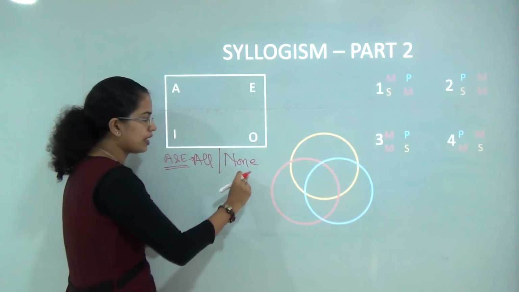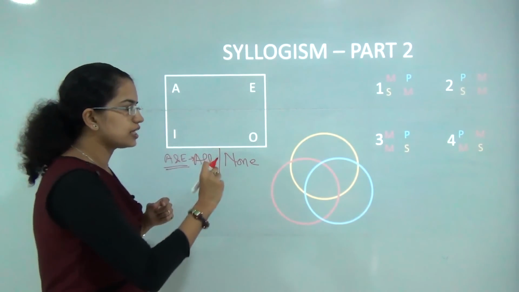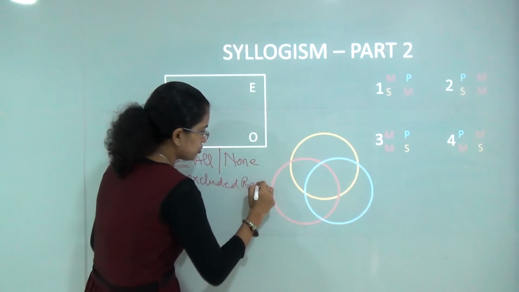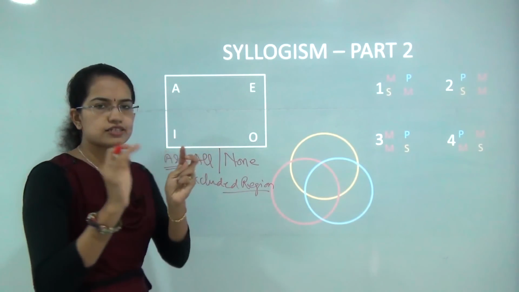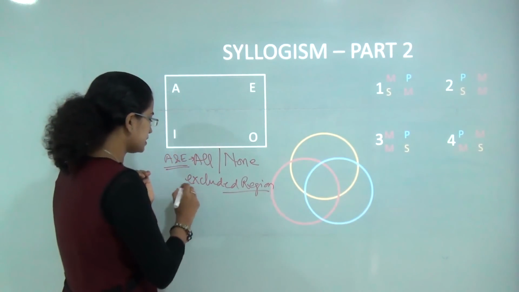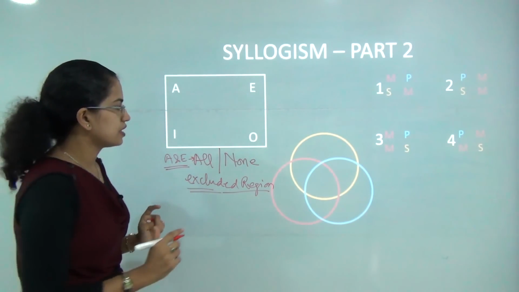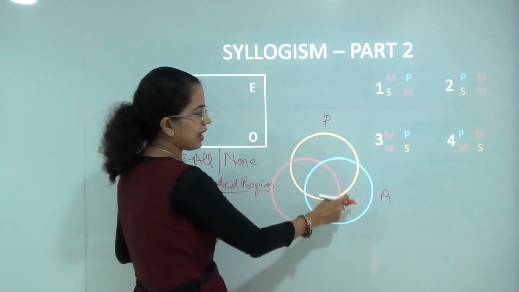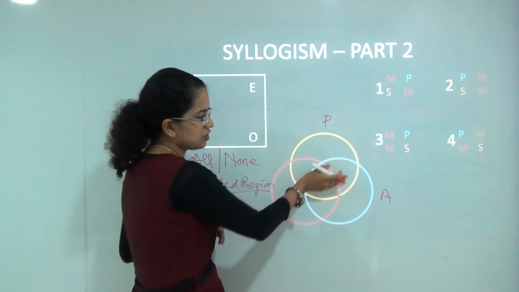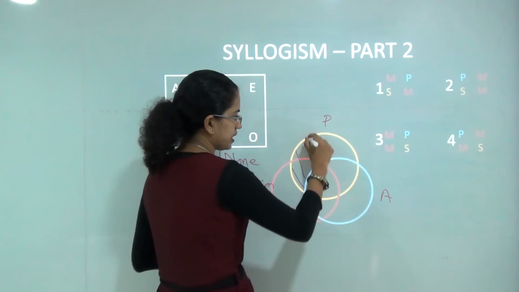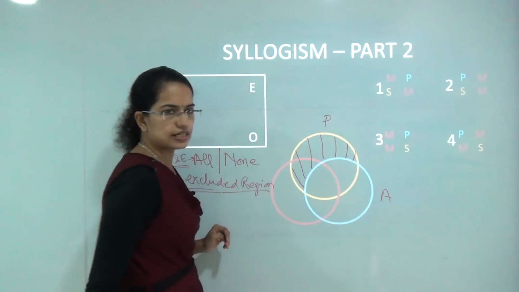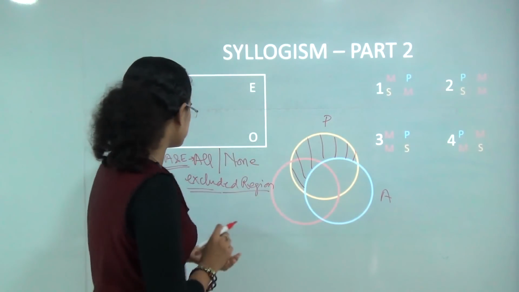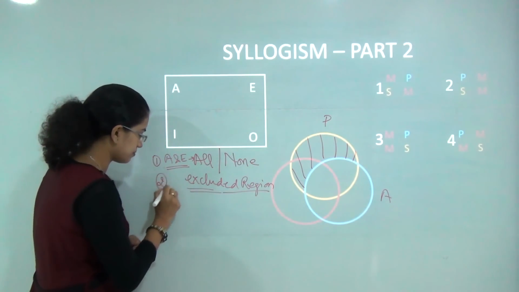Now whenever we do all and none, we would shade the excluded region. Usually in a Venn diagram, the region that is common is shaded, but here we would be shading only the excluded region. So for example, this is parrots and this is animals, and I say all parrots are animals. This is the region, so I will leave this region and I will shade out the remaining region. That means in my example this region does not exist. So that's the first two things that we must be clear with.